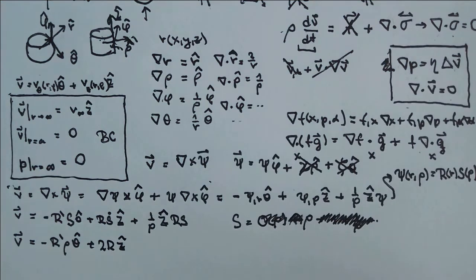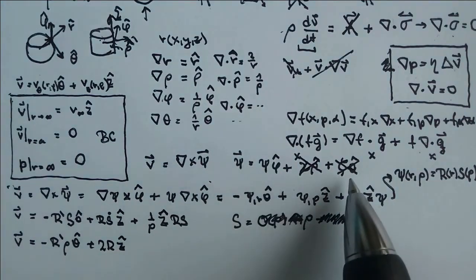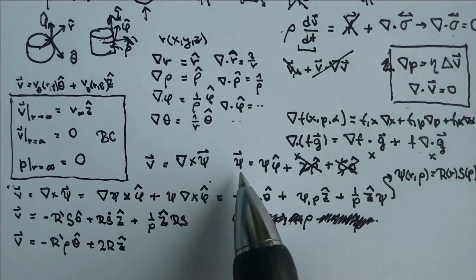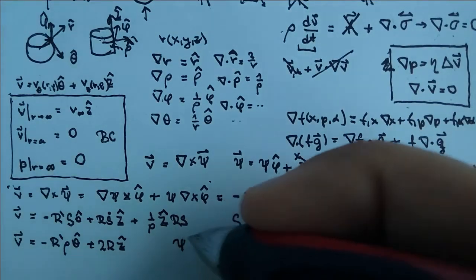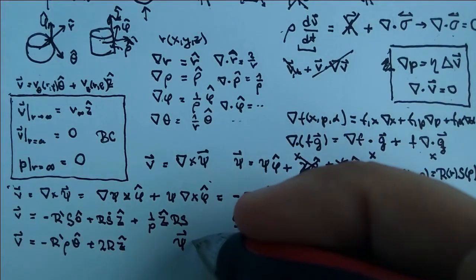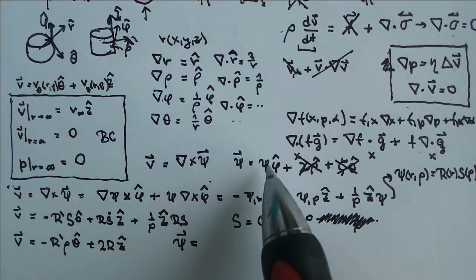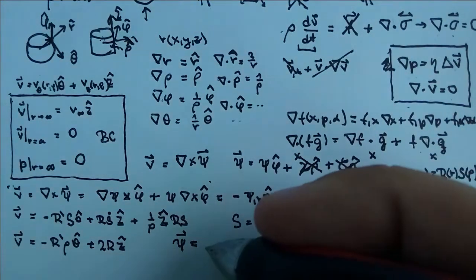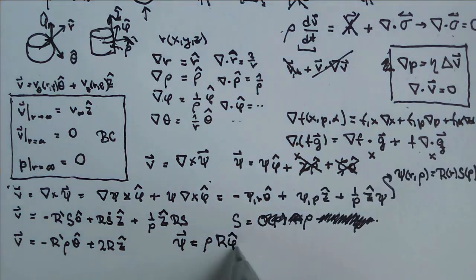Yes, that's it. And also with this assumption, this vector field phi is gonna be phi, which is r times rho, that's rho r phi hat. This is our vector field phi, and this is its curl.